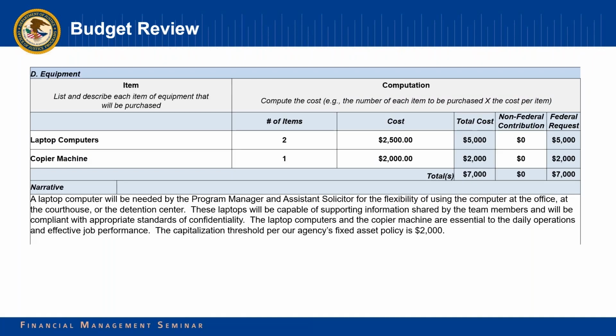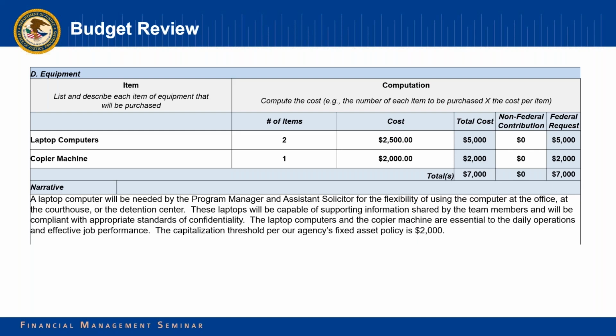So this slide just shows an example of what it looks like in the budget detail workbook. It has each item listed out, the number of items, and the cost. See, for here, it's 2 laptop computers. That's $2,500 each.